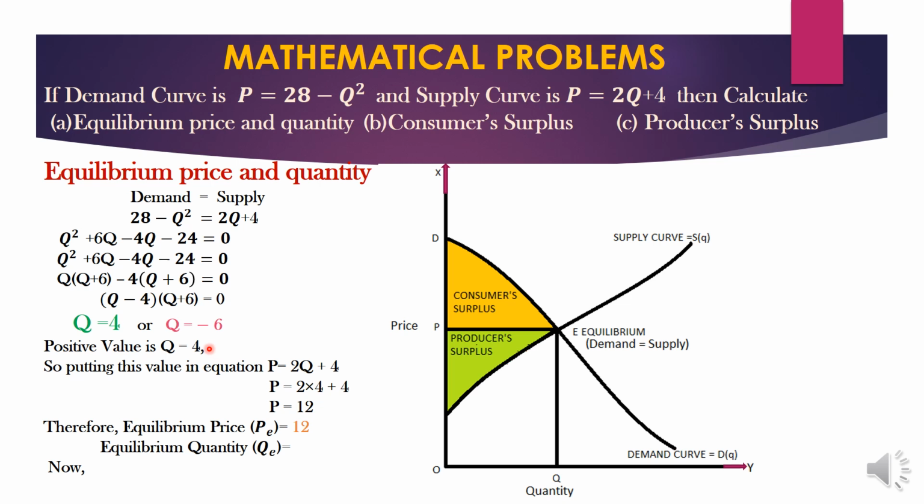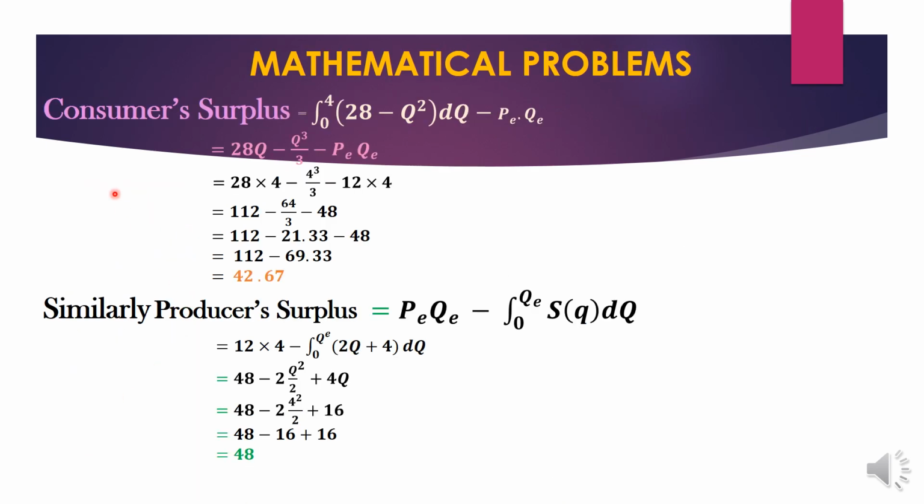If we put the value of q in our equation, we get p equal to 12 rupees. So in this way we get equilibrium price equal to 12 and equilibrium quantity equal to 4. Now we move to calculate the consumer surplus. As we have got p equal to 12 and q equal to 4, and our demand function is given, to calculate consumer surplus we need to apply this formula, where we integrate the demand function with respect to q minus PE into QE.